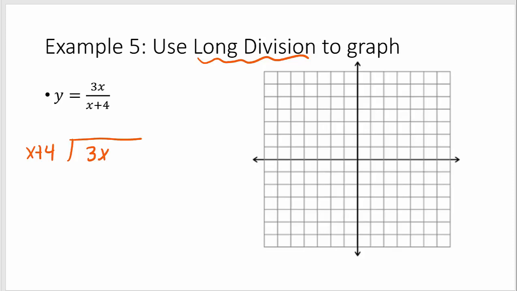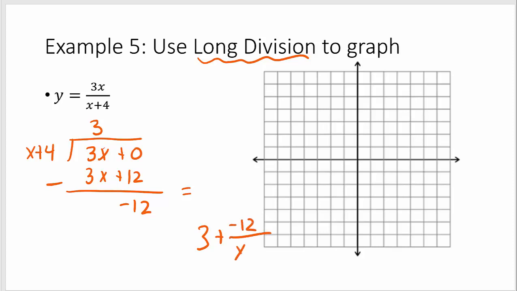So x goes into 3x 3 times. So after we multiply those, we get 3x plus 12. And then we're going to subtract. 3x minus 3x is 0. 0 minus 12 is negative 12. So that means our answer is 3 plus negative 12 over x plus 4.